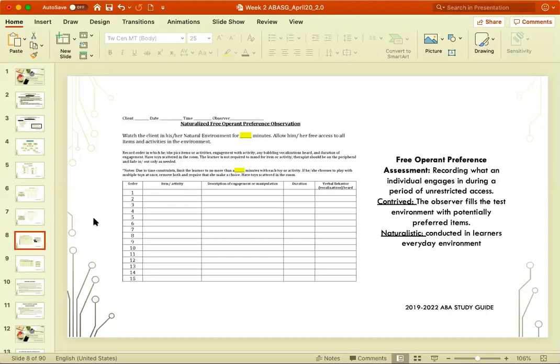did with it. I use the same data sheet for contrived, whereas I would just fill the environment with potentially preferred items. So that's where I might have a phone interview with a mom and say, hey, what are some things they like? She says, cars, bubbles, music, toys, puzzles. Cool, I get all of those things. I put them in a specific area or environment, and I have contrived the situation, but I'm still taking data free operant. They're free to choose.